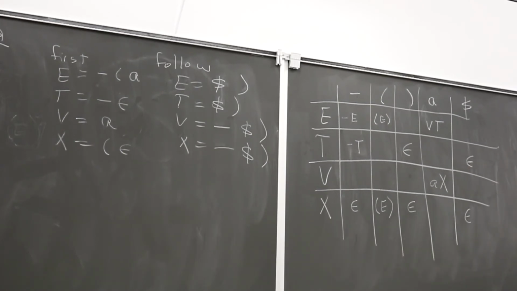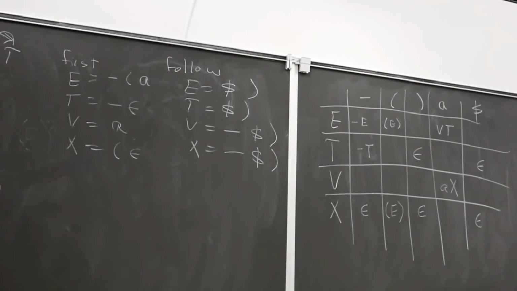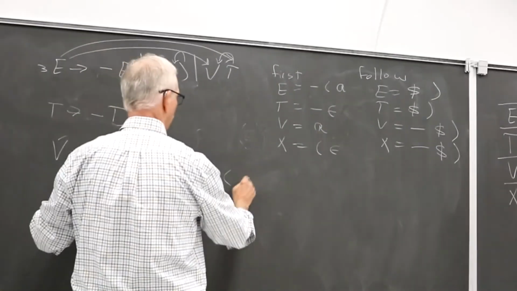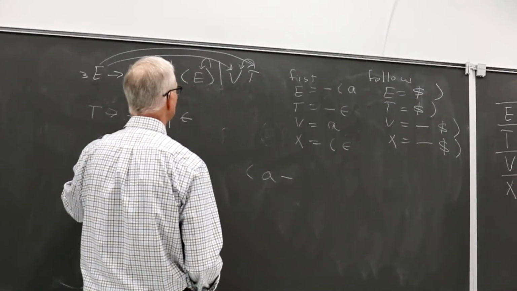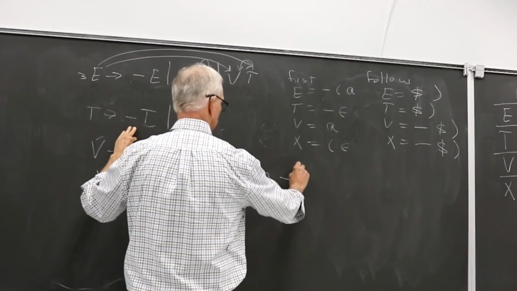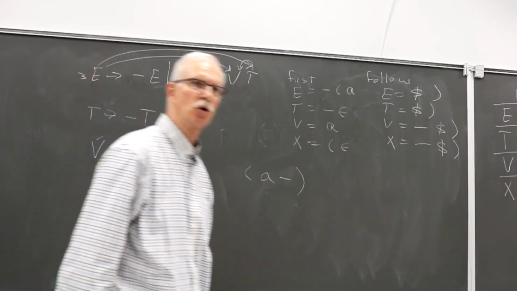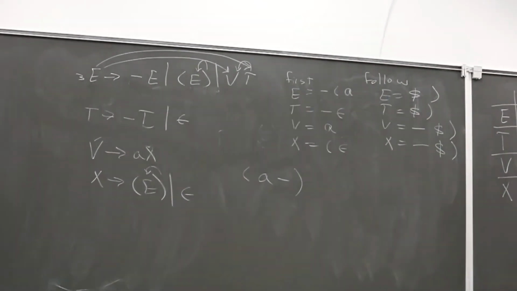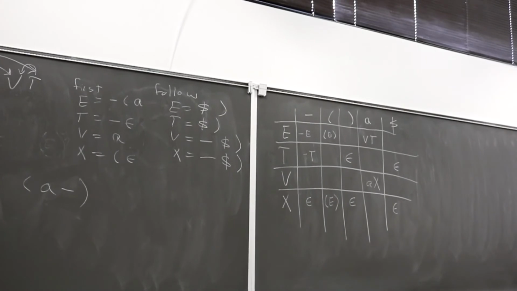So now I'm going to parse. All right. So what does this generate? Paren A minus paren, maybe. I'm going to try to look at the grammar and generate something. So I'm going to parse this.